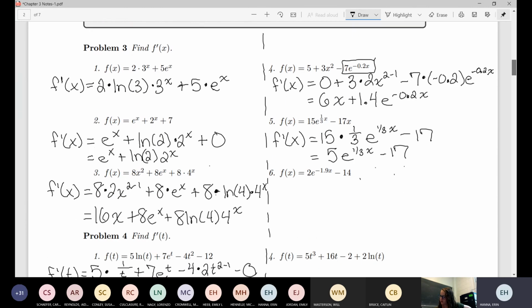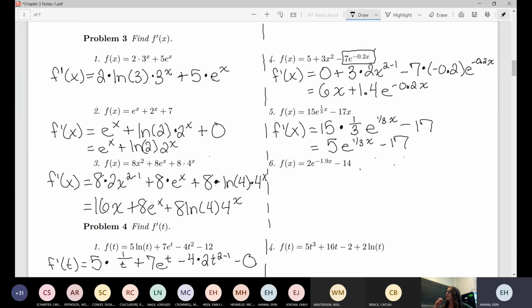And then we'll just finish on this last one. Probably be like a minute early, but that's all right. So say I want to take the derivative of this. That 2 comes along for the ride. Let's take the derivative of e to the negative 1.9x. My e to the kx rule says bring that constant out front and rewrite the e to the kx.